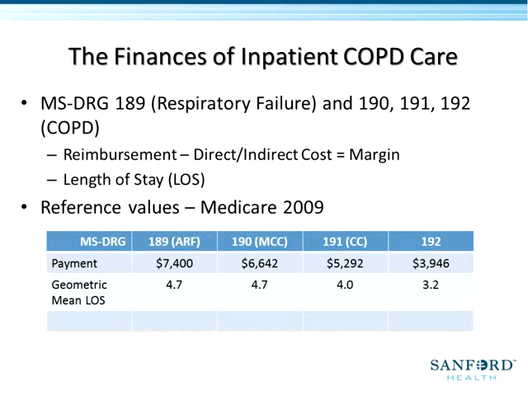And the reference values for reimbursement and length of stay for all DRGs are available through CMS, and that's the table that you see on the bottom, the payment and the geometric mean length of stay for the 3 COPD DRGs and the acute respiratory failure DRG.